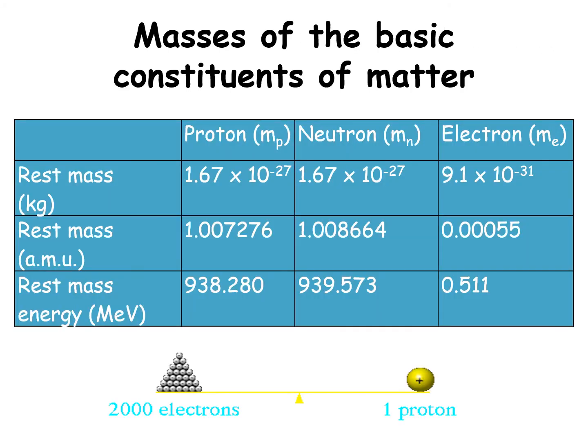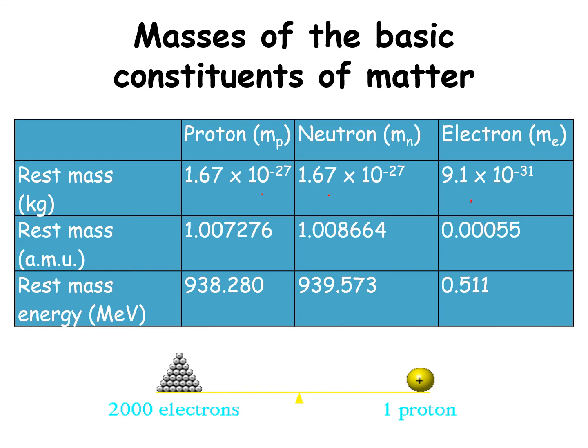Now these are the masses of the basic constituents of matter, that is protons, electrons and neutrons. In the first row, we have shown the rest mass of the proton, neutron and the electron. Here, as you can see, the rest masses of the proton and the neutron are approximately the same. They are of the order of 10 to the power minus 27 kg, so their masses are almost the same. But the mass of the electron is 9.1 into 10 to the power minus 31 kg.